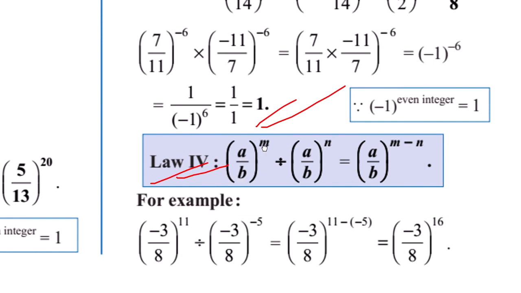So (a/b)^m divided by (a/b)^n means we have the same base but different exponents. If we divide such terms, they can be combined: instead of writing the same base twice, we write the base one time. As we are dividing common bases having different powers, for the common base we have to write the difference of exponents as the common exponent.